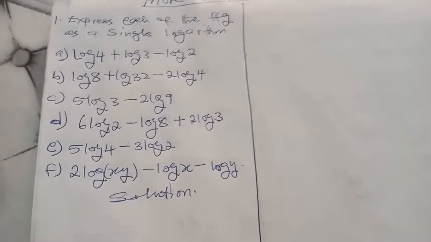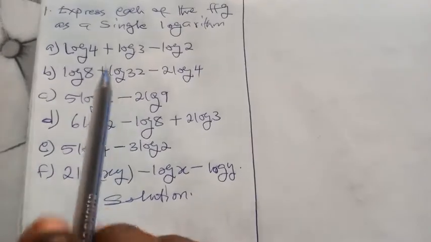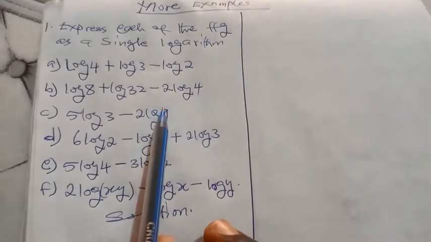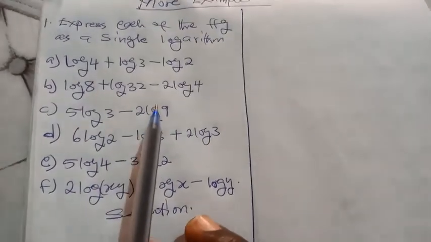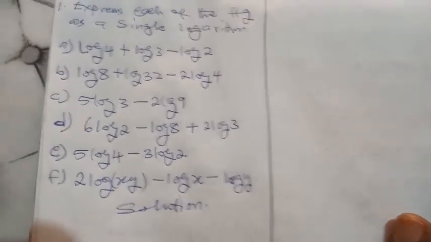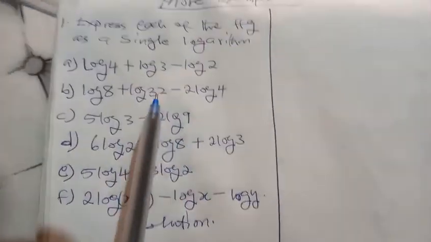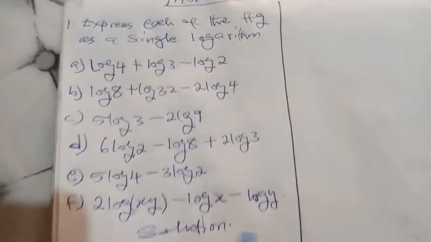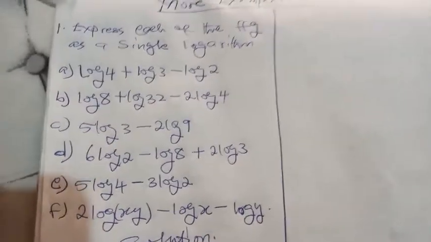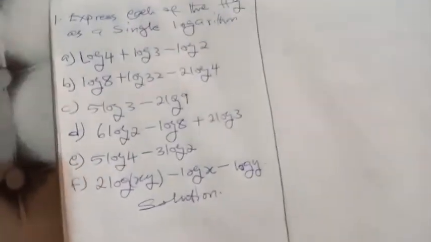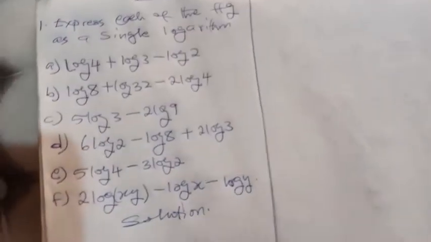The first question here is express each of the following as a single logarithm. But you would notice something strange here, that these logarithms do not carry bases. Anytime you see a logarithm that does not carry a base, it implies that the logarithm is to base 10. 10 is the common base. So logarithms to base 10 can be written with the base 10, and if you don't write the base, all the same, it is understood to be in base 10. It is called common logarithm. All right, we know that these logarithms are to base 10.